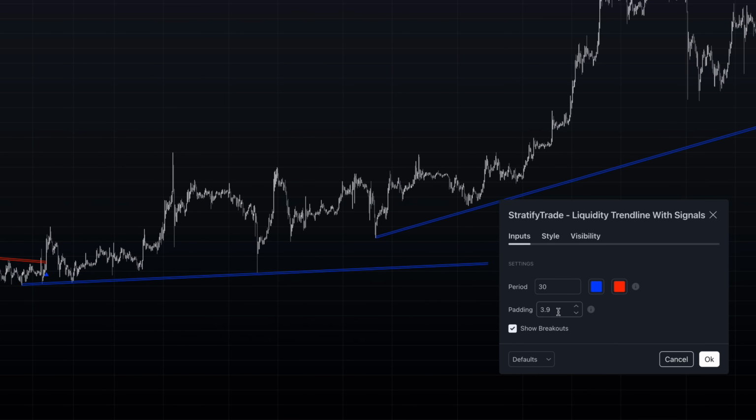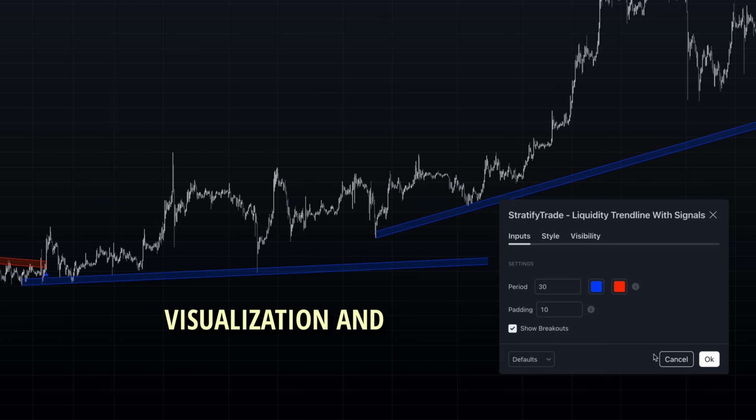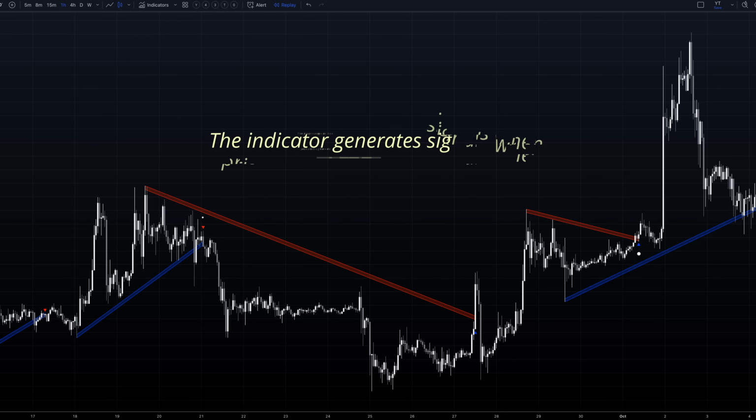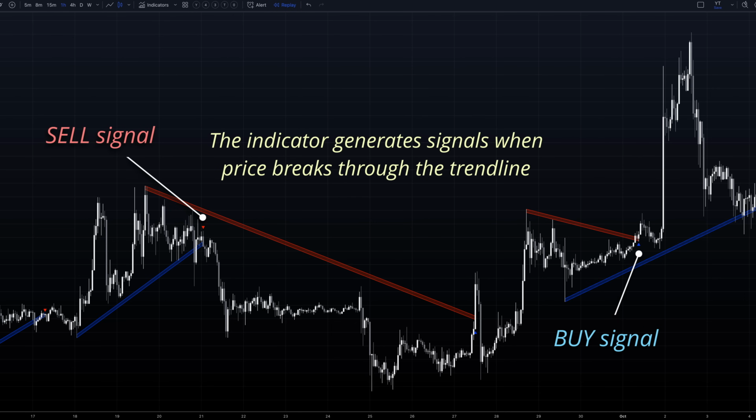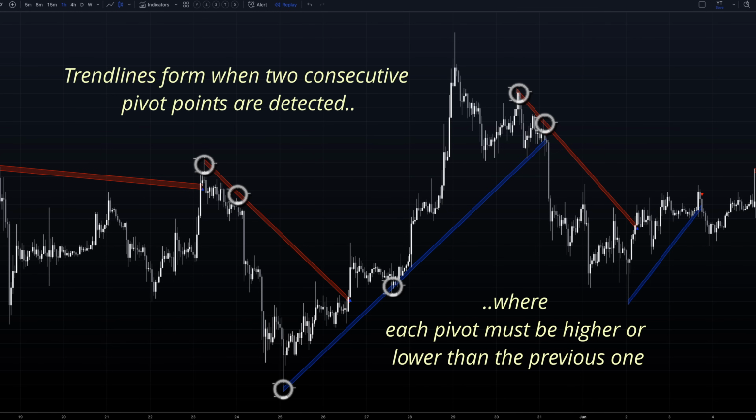The spacing between these trend lines is controlled through a padding input, allowing traders to adjust the distance between the trend lines for better visualization and analysis. The indicator also includes breakout signals that are plotted on the chart when the price moves beyond a trend line. Trend lines are formed when 2 consecutive pivot points are identified, with each pivot being either higher or lower than the previous one.